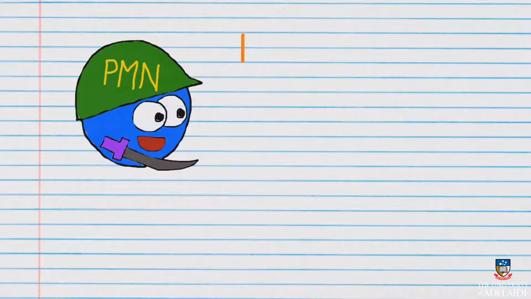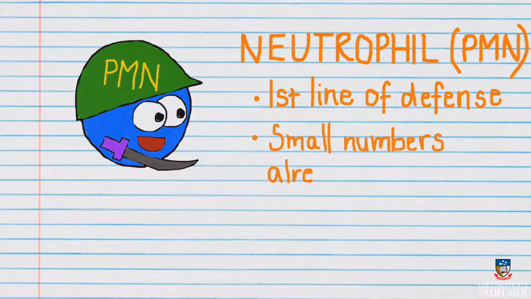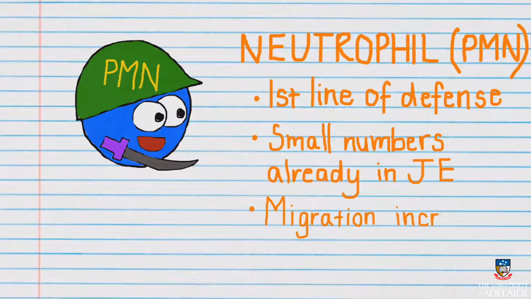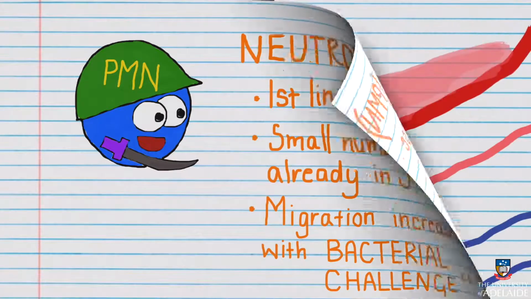A variety of different mononuclear leukocytes are located in these interstitial spaces. Leukocytes, such as neutrophils, also known as PMNs, are found in small amounts in the junctional epithelium near to the tooth surface. Also present in small numbers are lymphocytes, macrophages, and antigen-presenting cells such as dendritic cells.